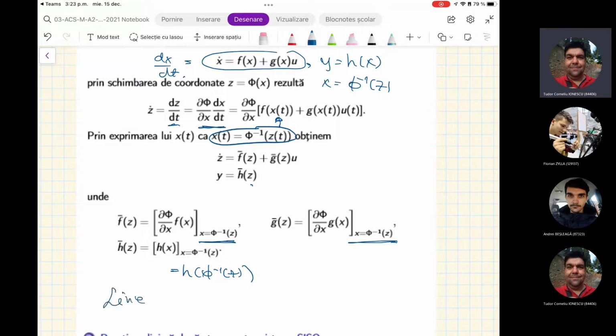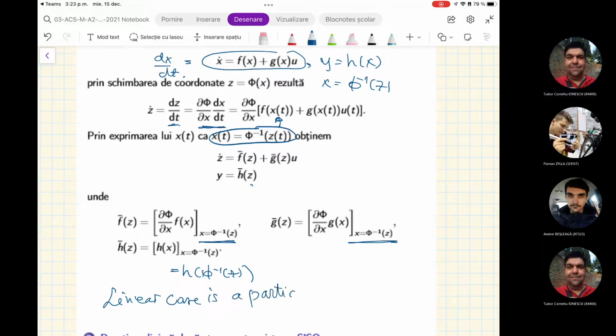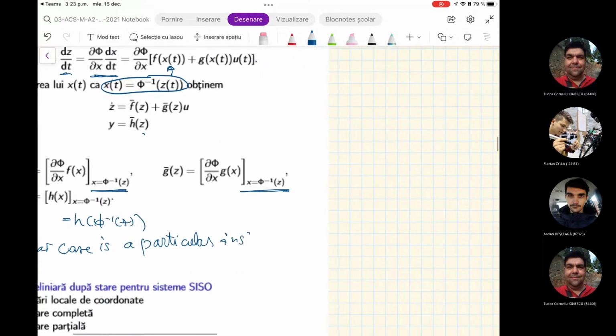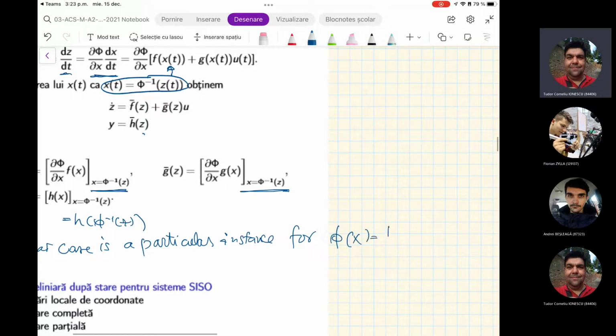The linear case is a particular instance for phi of x equal T x, linear, with T constant, T in R n times n.